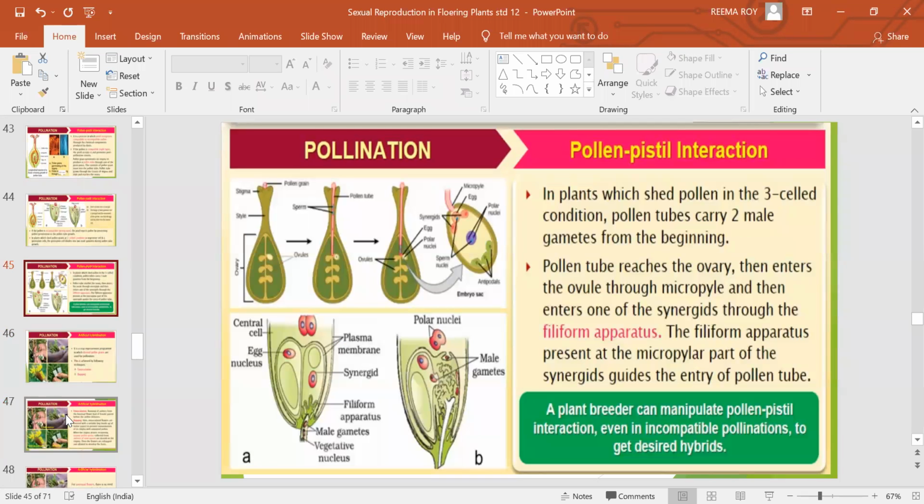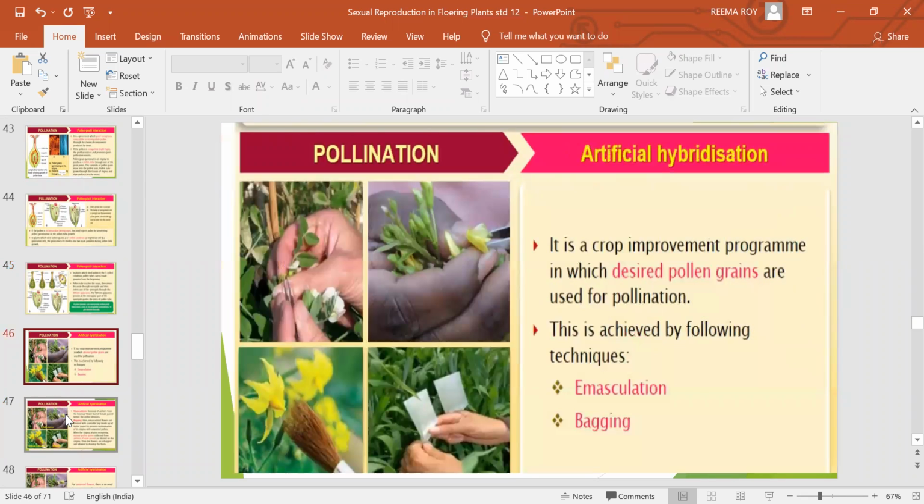This is the pollen pistil interaction. Now the next topic is artificial hybridization. It is a crop improvement program in which desired pollen grains are used for pollination, and it is achieved by emasculation and bagging. Emasculation means removal of anther. Anther means the male reproductive part.